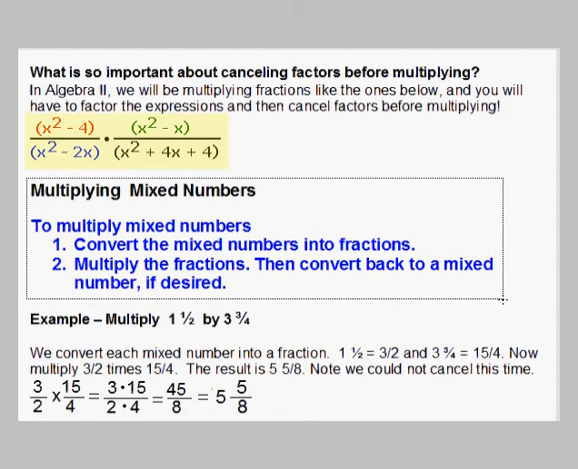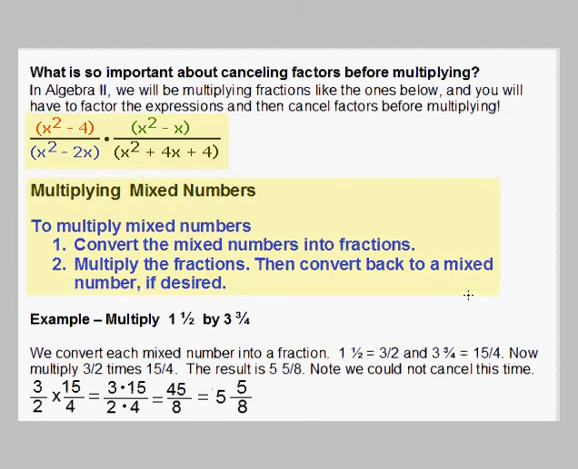To multiply mixed numbers, convert the mixed numbers into fractions and then multiply the fractions. Then you can convert back to a mixed number if you want after you get your answer. Let's look at an example. Multiply 1 1/2 by 3 3/4. 1 1/2 is the improper fraction 3/2. Remember, we take the whole number times the denominator and add the numerator. 1 times 2 plus 1 is 3 over the denominator 2. 3 3/4 turns into 15/4. 3 times 4, 12, plus 3 is 15 over 4.